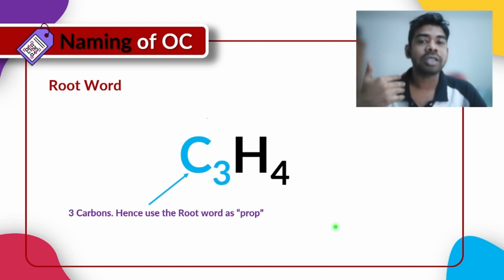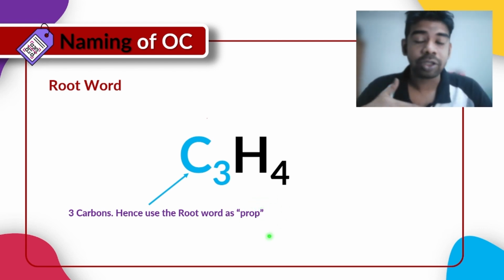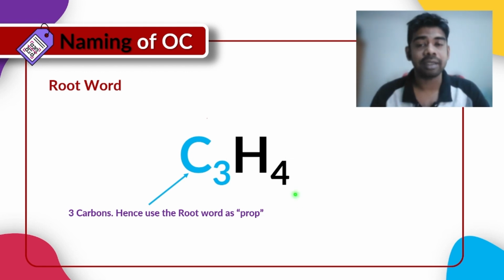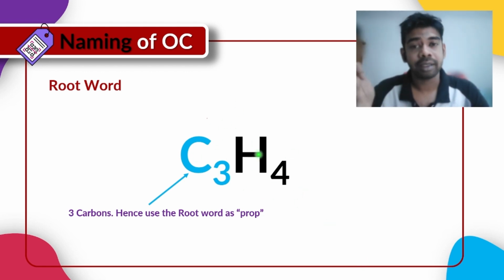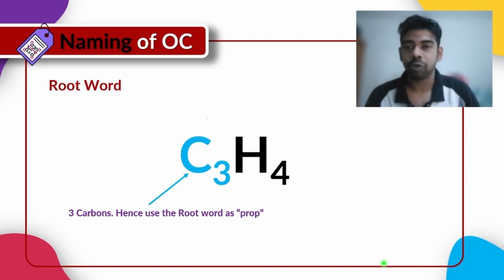Similarly, if you move on to the third, if you have three carbons, then you use the root word prop, right? So you have propane, which is given in here. Then you have propyl, propyne, propene, propanoic acid. So there are many prop compounds which are possible and which we are going to explore further and further as we move ahead.